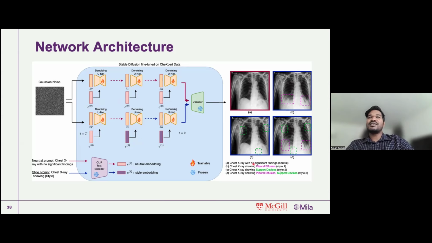And essentially, this creates interesting results, as you can see over here, using a combination of the same styles, such as chest x-ray with no significant finding, chest x-ray showing pleural effusion, and chest x-ray showing support devices, the 2 different trajectories. And as these neural embeddings are swapped, we obtain different variations in the image that are controllable.